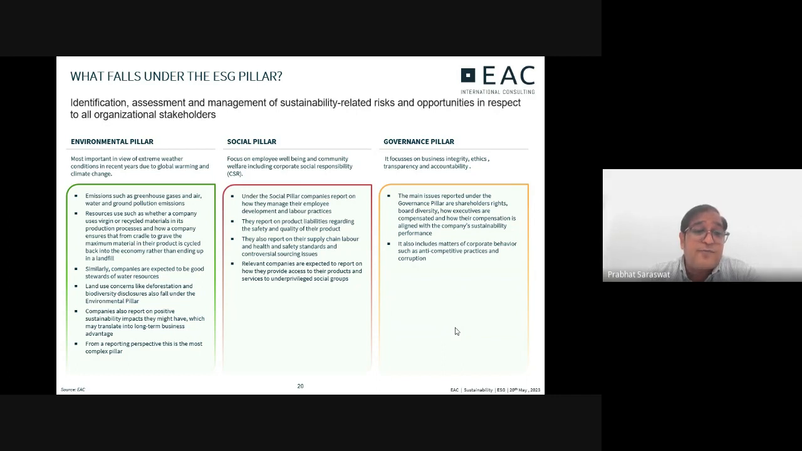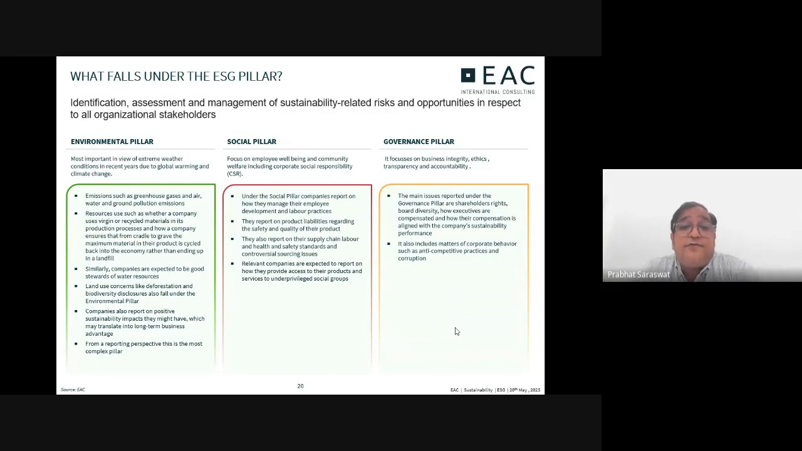So all these aspects are covered under the environmental pillar. Similarly, companies are expected to be good stewards of water resources and land, and concerns like deforestation and biodiversity disclosures are there. Companies also report on positive sustainability impacts they might have, which may translate into long-term business advantage. And from a reporting perspective, this is the most complex pillar basically.